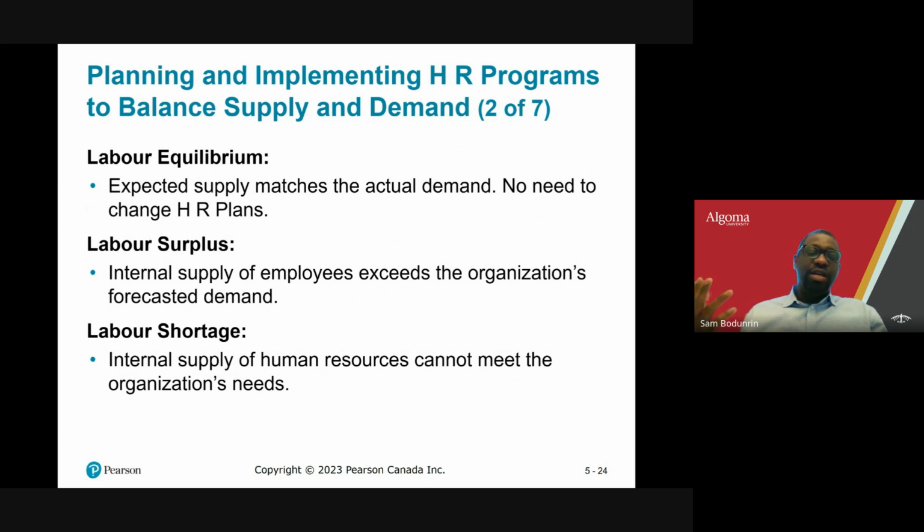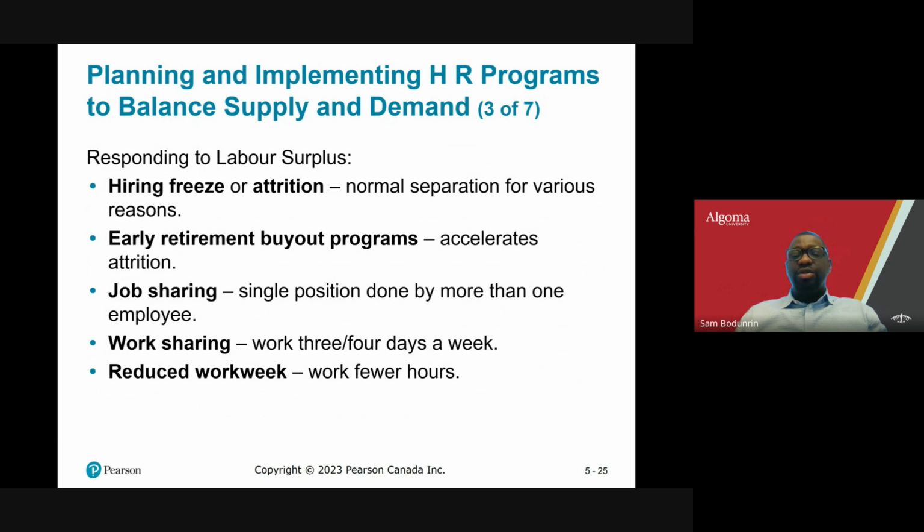Incurring more costs in terms of paying salaries and benefits. Same thing for understaffing or shortages. So now let's talk about how we correct these anomalies. The first one is when you have labor surplus. The first thing is a recruitment hiring freeze. Stop hiring people. You can also encourage people to go on early retirement and give them money for early retirement.